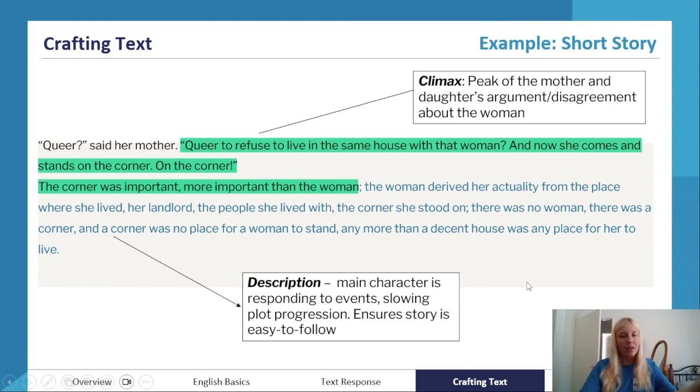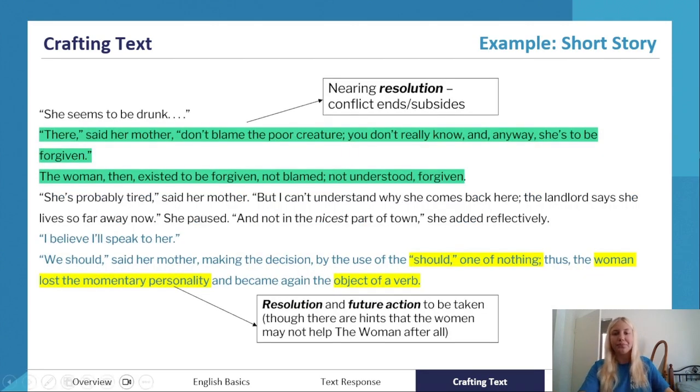A bit ironic there. And there's description then to slow the plot progression because the climax has already occurred, and a bit of contemplation included there. Basically, it sounds sarcastic, these few lines where the protagonist examines why the woman isn't considered good enough for anything. She doesn't even deserve the corner, essentially, of the street. It nears a resolution where the conflict ends and subsides.